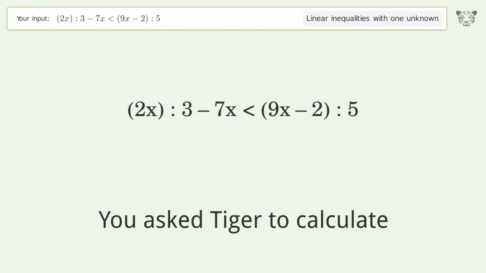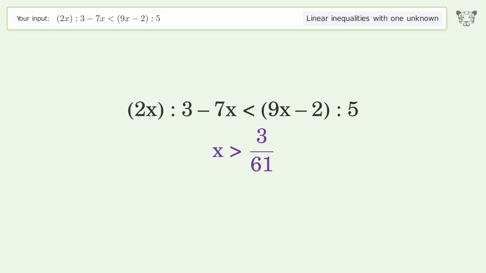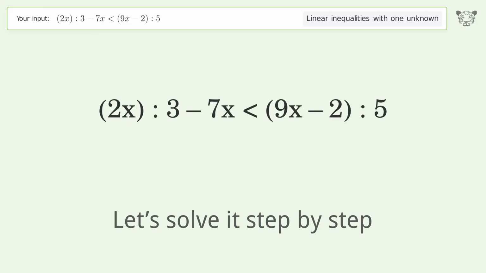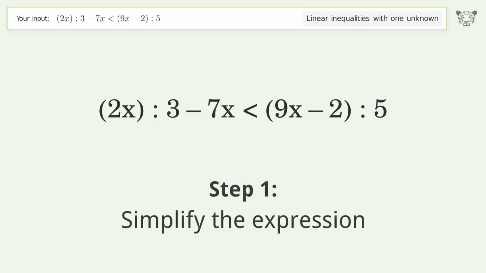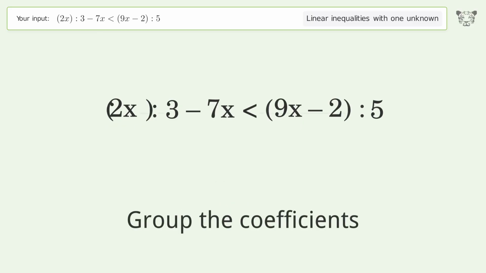You ask Tiger to calculate. This deals with linear inequalities with one unknown. The final result is x greater than 3/61. Let's solve it step by step. Simplify the expression. Group the coefficients.